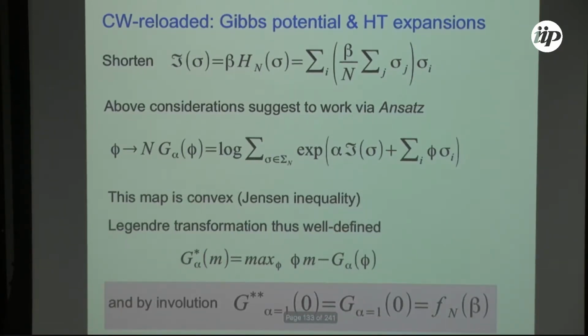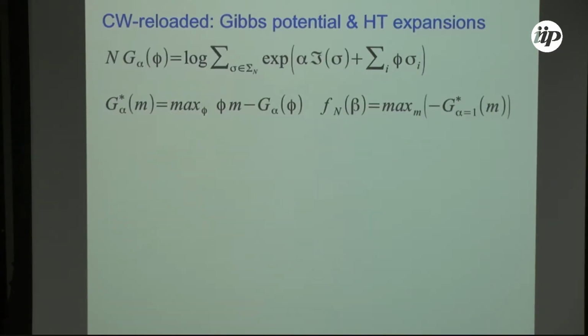And finally, the map is convex. I'm working with the Legendre transformation, which in this case is an involution. So if I do it twice, I get back the original function g(alpha). But now if I evaluate it at alpha equal to 1 and set phi equal to 0, this drops out, and I get the free energy back, which is the one I want to compute. So I'm just reformulating this.